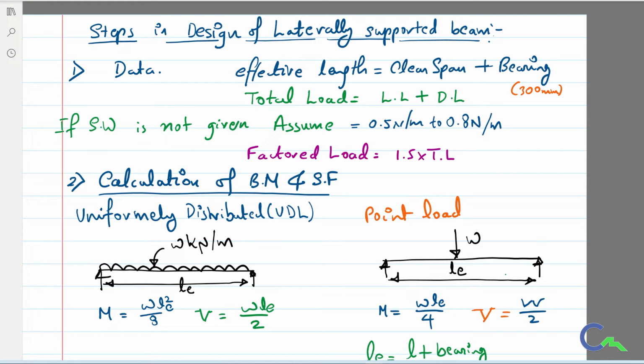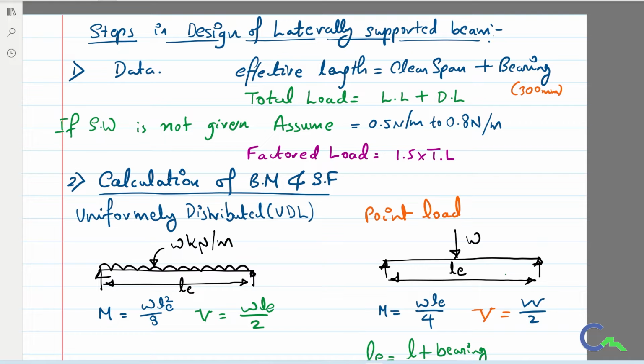First we have to note down all the data. Then we have to calculate the effective length. It is nothing but the clear span plus bearing, that is the thickness of the support, which they will give. We already know from RCC that if the beam is supported on the wall like this, the clear span will be given. To find the effective span, L plus bearing divided by 2 plus bearing divided by 2. So I have taken total 1 bearing. In that way we calculate the effective span.